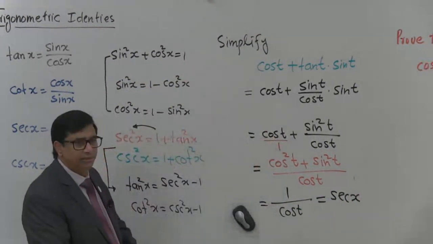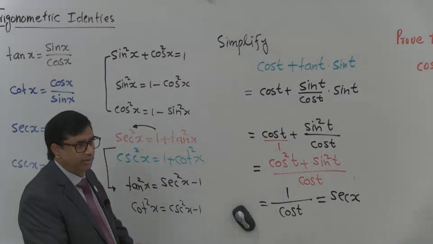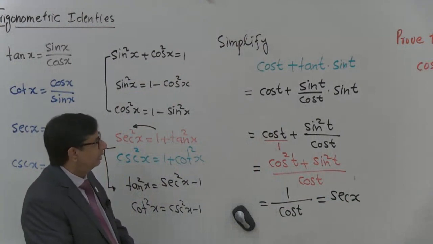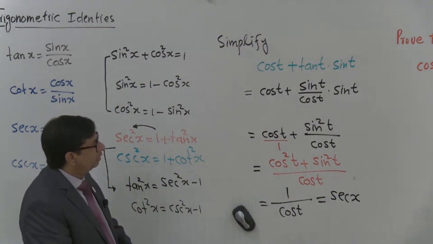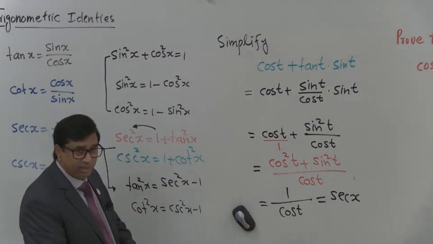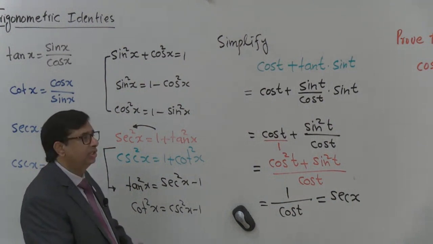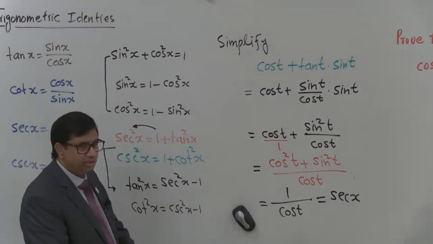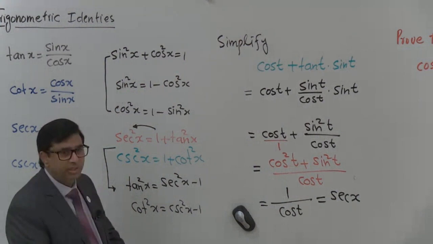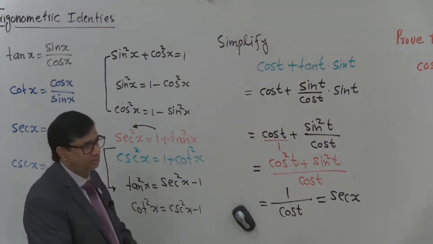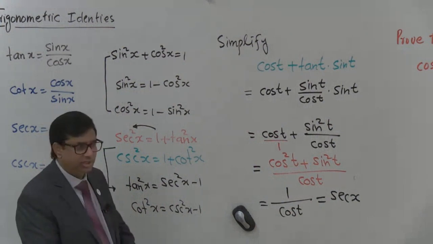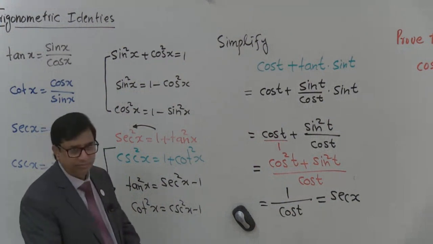Okay. Any question? So this was simplification of expression, and the method I repeat again, always change tangent, cotangent, secant, cosecant in the form of sine and cosine, and then simplify. If there are fractions, take LCM.